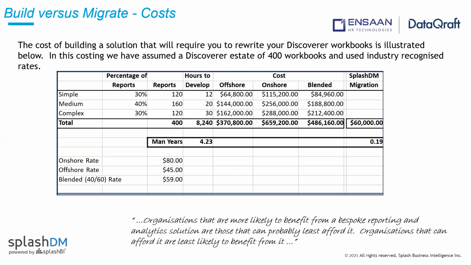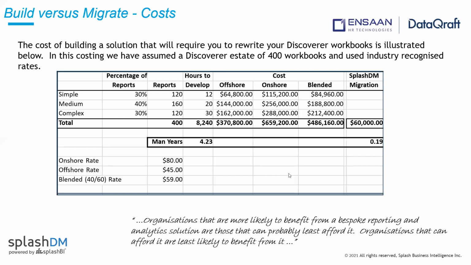Again, we're using average hourly rates, and these are quite low, so $80 an hour. We've assumed an average between doing it internally with an internal resource, which is obviously cheaper than bringing in a firm of consultants to do the work for you. So we've used a dollar rate of $80 an hour for onshore, $45 an hour for offshore. And because we offer a blended service when we do the migration, we've also created a blended rate as well.